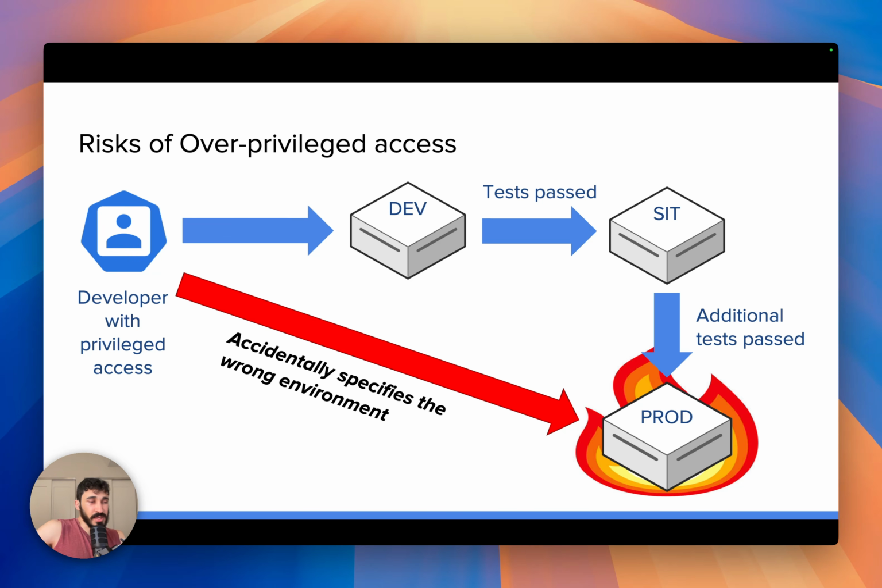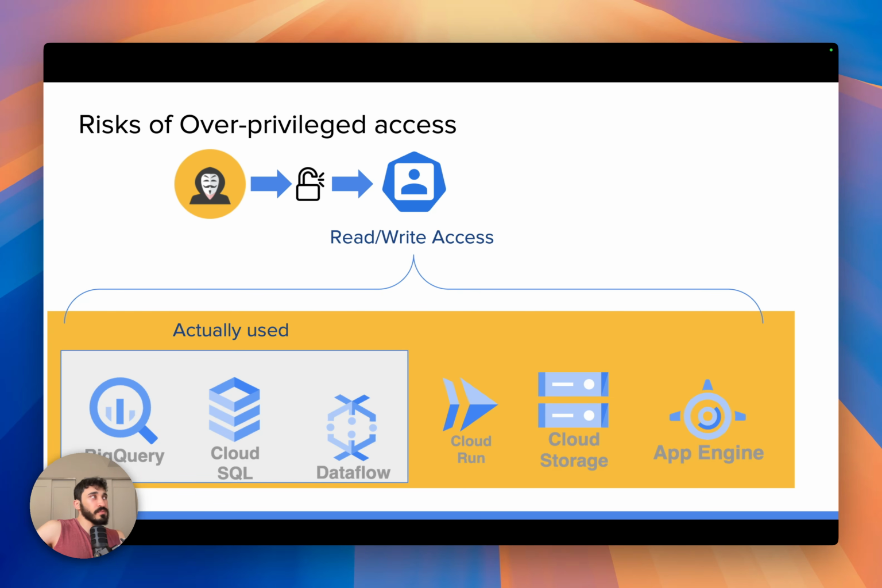There's a principle that you need to know for the exam. So here we've got an attacker who, let's say, hacks a low-level user account. They've got read or write access as a result. And let's say that this user account that we gave read and write access to these services down at the bottom actually only needed access to BigQuery, Cloud SQL, and Dataflow.